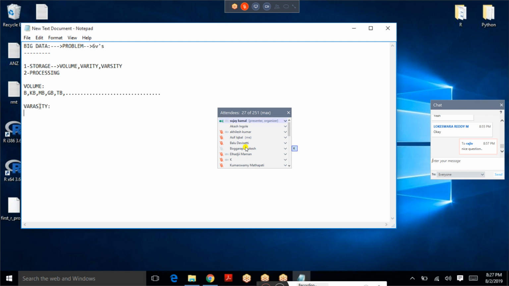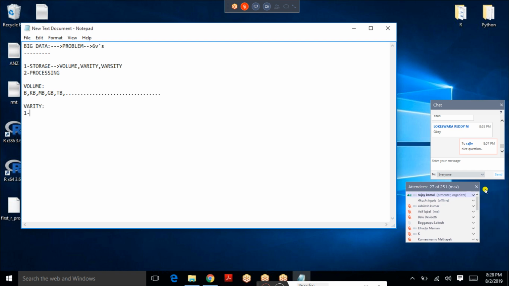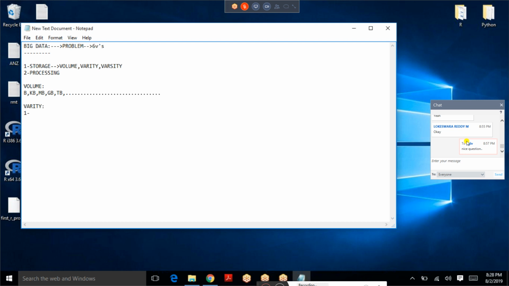The next thing, variety of data. We have three different data types, the varieties of data actually. The first variety is structured data, the second is semi-structured data, and the third is unstructured data. So there are three different varieties of data.